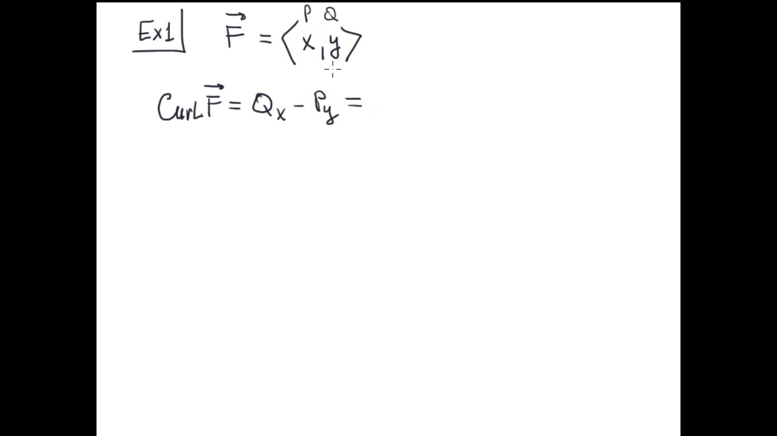So the partial derivative of q, which is y, with respect to x is 0. The partial derivative of p with respect to y is 0. So that means that this vector field is conservative.